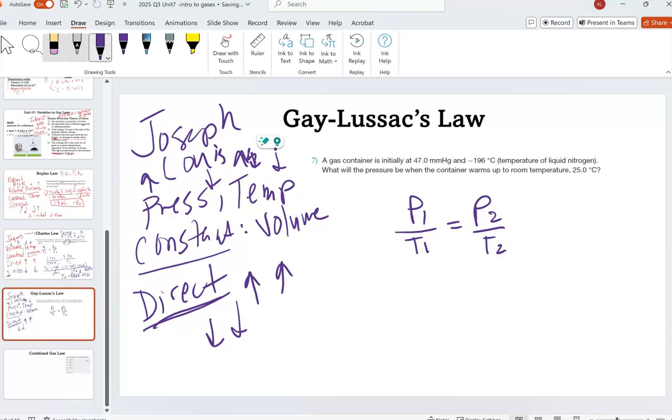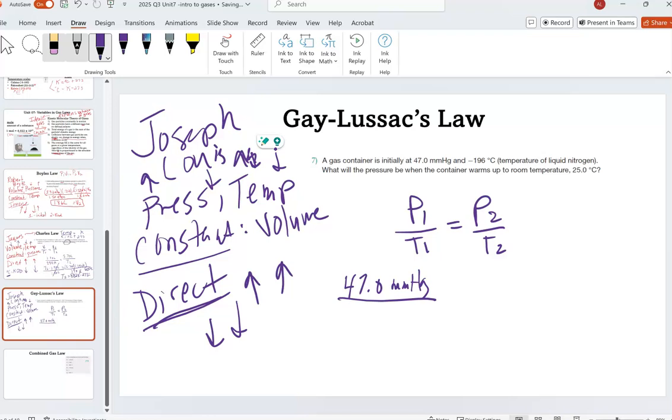So let's take a look at this. A gas container is initially at 47.0 millimeters of mercury. That's our pressure. And negative 196 degrees Celsius. What will the pressure be when the container warms up to room temperature of 25 degrees Celsius? So I'm going to plug everything in. P1 is 47.0 millimeters of mercury.